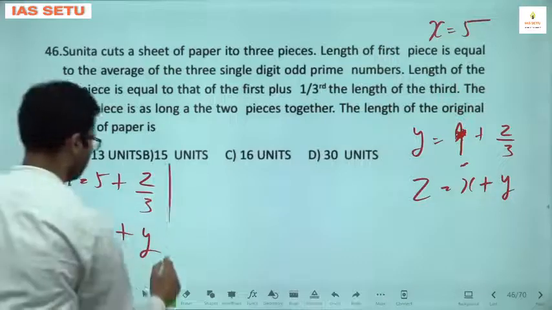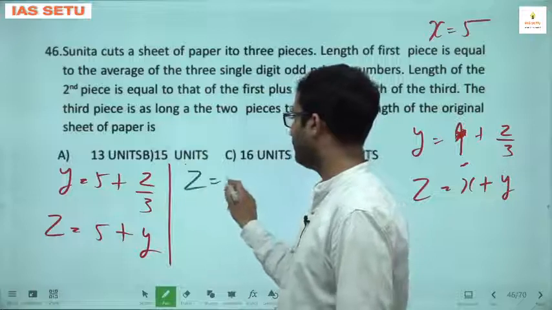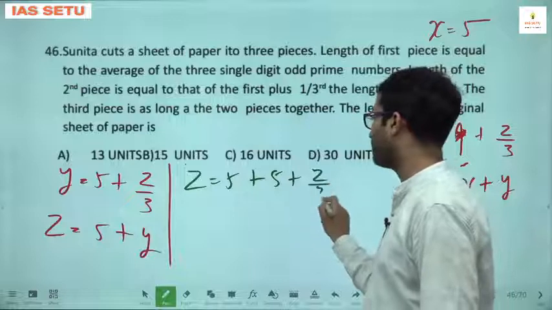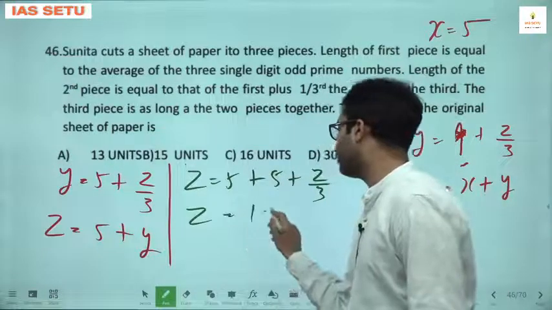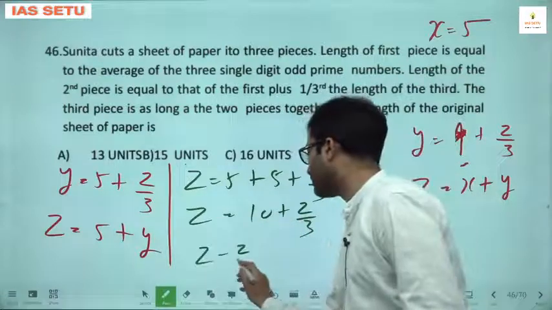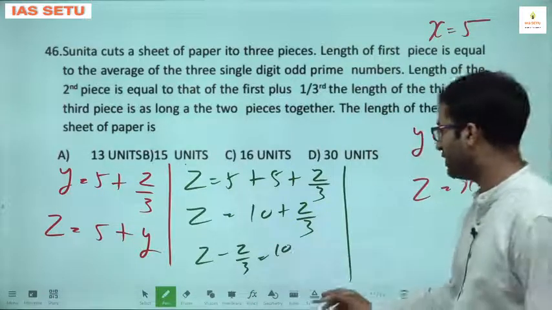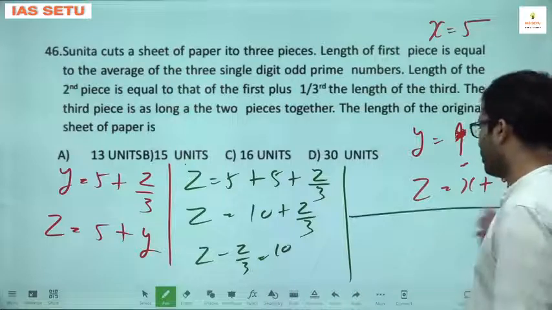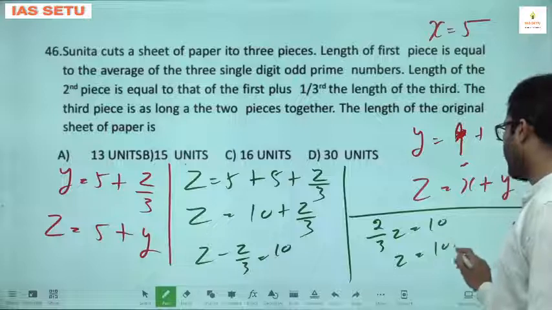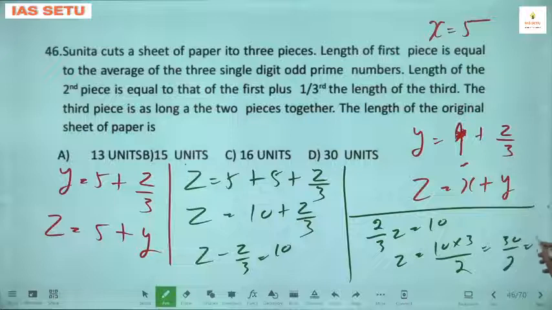So now, the long method: z will be 5 plus y, that is 5 plus z by 3. So z is equal to 10 plus z by 3. Take 1/3 z to that side: z minus z by 3 is equal to 10. If out of z you subtract 1/3 z, we get 2/3 z. 2 by 3 z is equal to 10. Z will be 10 into 3 by 2, so we get 30 by 2, 15.